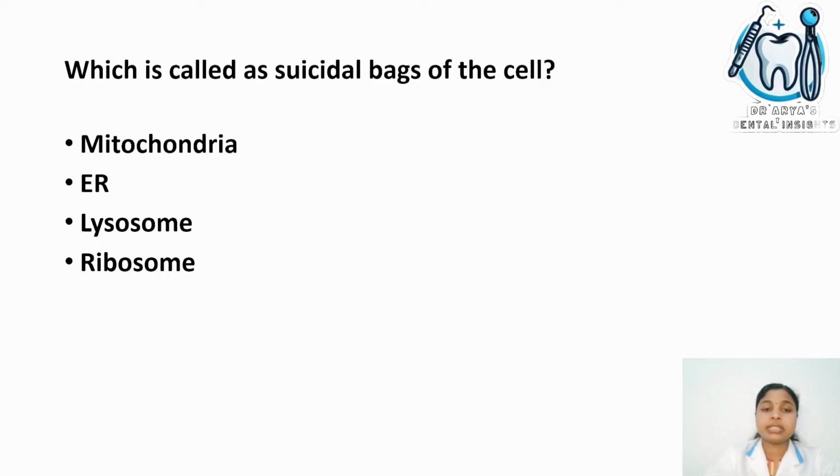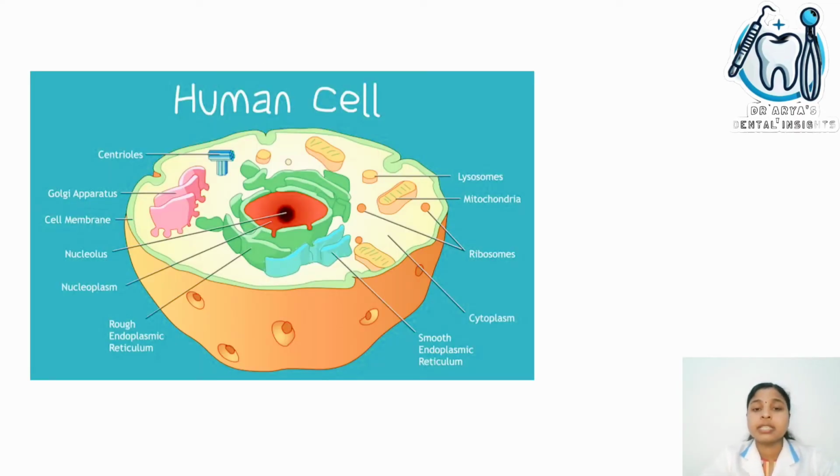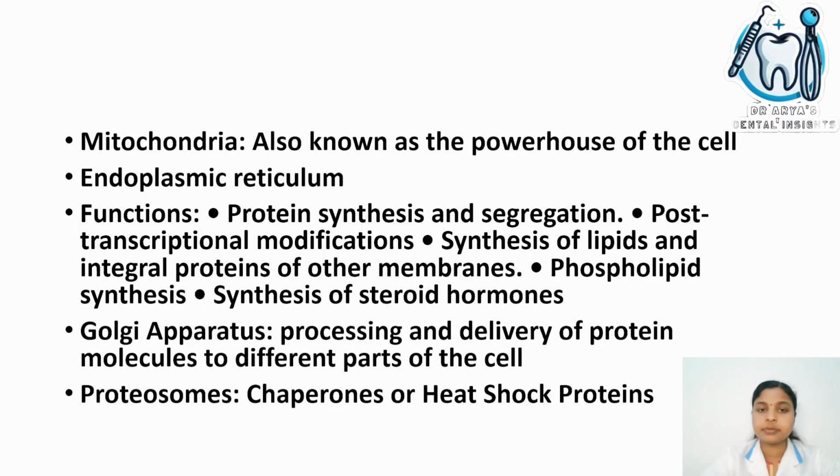So, coming to the discussion part, this is a picture showing a human cell. Here, these are the centrioles, and this is the Golgi apparatus. This is the cell membrane, and this is the nucleolus. This is the nucleoplasm, and this is the rough endoplasmic reticulum. This is the smooth endoplasmic reticulum, cytoplasm, ribosomes, mitochondria, and these are the lysosomes. So mitochondria is known as the powerhouse of the cell.